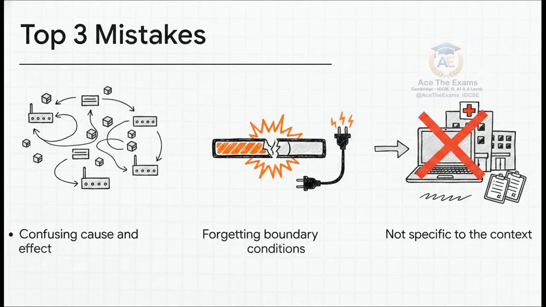Answers are not specific to the context given. If the question asks about a hospital's client-server network and your answer just talks about general internet browsing without ever mentioning secure patient data access, API encryption, doctors or hospital wards, you lose every single application mark. You must anchor your theory to the specific context they give you.